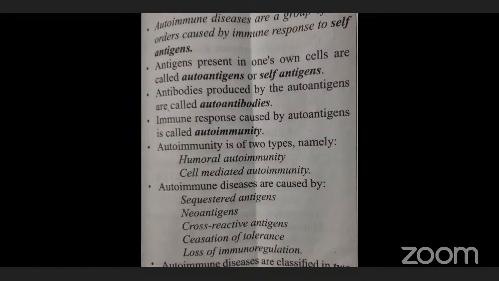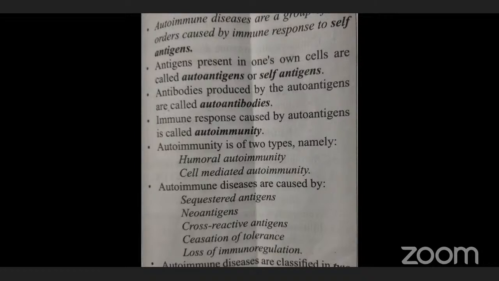Autoantibodies combine with the autoantigens to form autoimmune complexes, and these immune complexes cause tissue damage. Clear? So the produced autoantibodies combine with the autoantigens, and both are present in our body only.